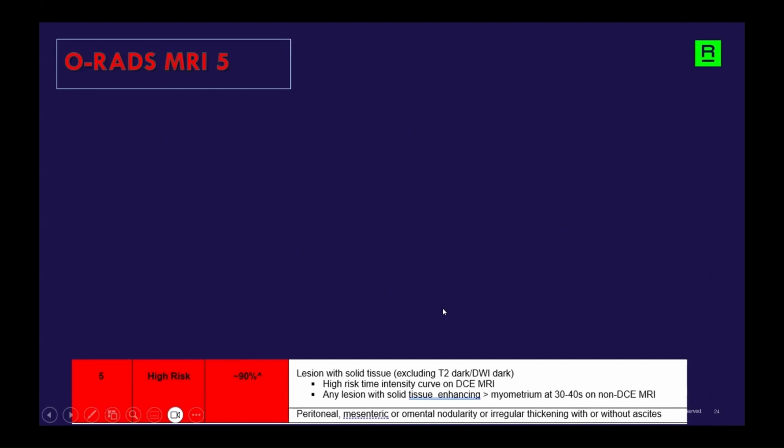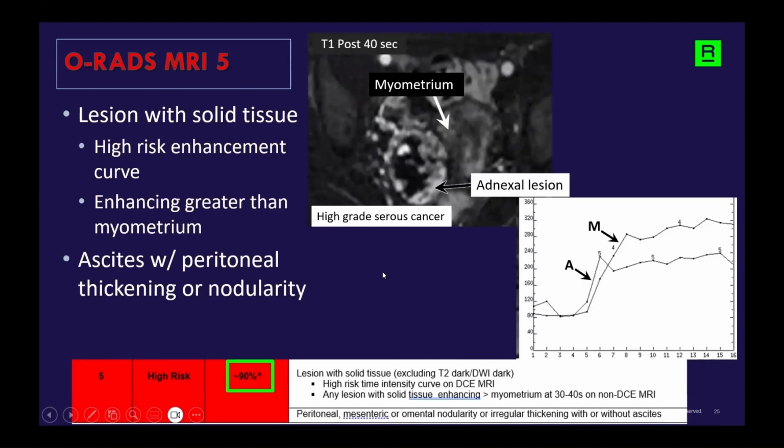O-RADS 5 categories are considered high risk for malignancy. This includes lesions with solid tissue that demonstrates either a high risk time intensity curve or enhancing greater than the myometrium at 40-second non-DCE acquisition, or the presence of associated peritoneal or omental nodularity. You can see an example here of a high risk curve with enhancement of the solid tissue with an initial slope greater than the myometrium with an associated plateau. The key to remember here is that lesions meeting criteria for O-RADS MRI 5 have a positive predictive value for cancer of approximately 90%.